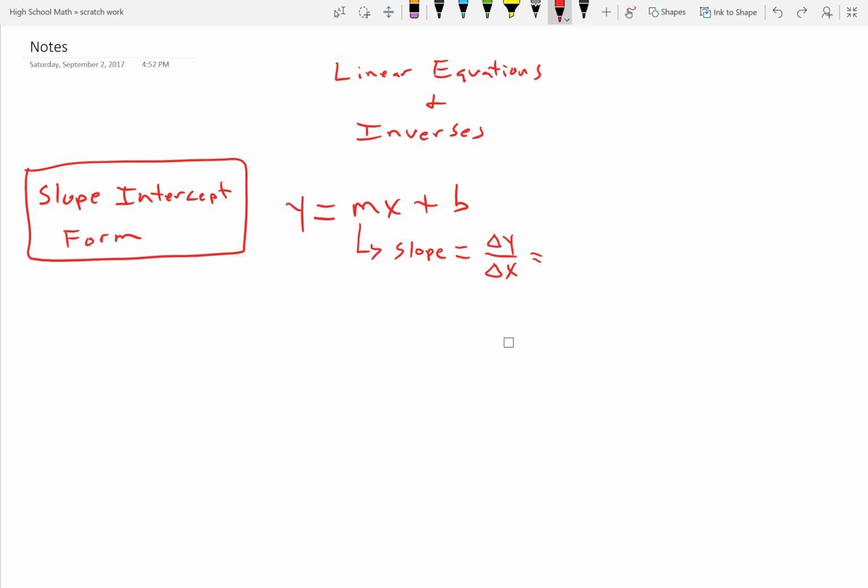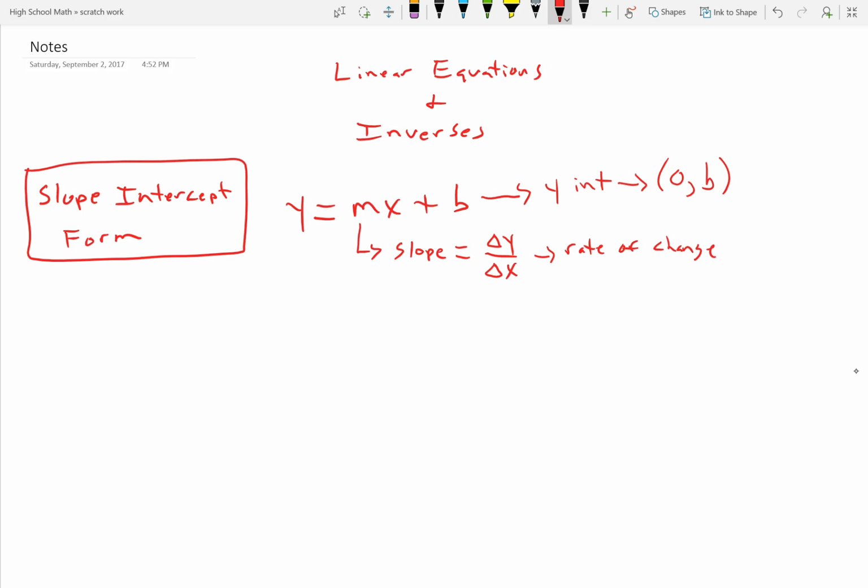We also talk about slope as a rate of change. For our particular situation, it's a change in y per unit x. That's an easy way to interpret our slope. B, this is our y-intercept. It's essentially a point. When x is equal to 0, that value b, that is the y-intercept.